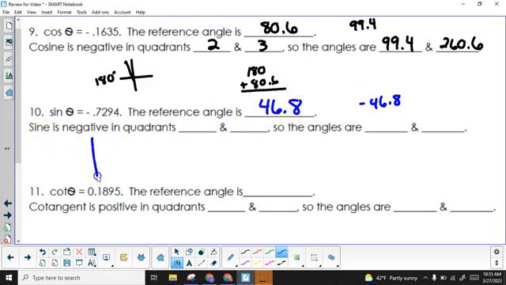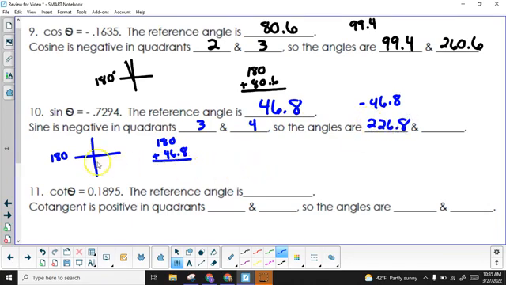Sine is negative in which quadrants? Well, sine is the y coordinate, so that is down here in quadrants 3 and 4. So we're looking for which angles in quadrants 3 and 4 are 46.8 degrees away from our x-axis. So in the third quadrant, 180 is our nearest x-axis. So we'll do 180 plus that 46.8. And that gives us our value of 226.8.